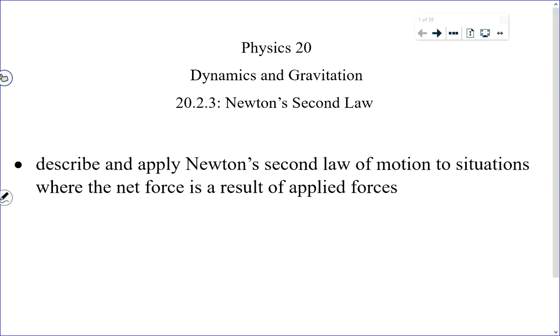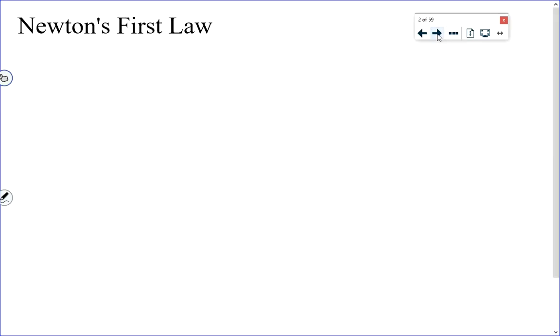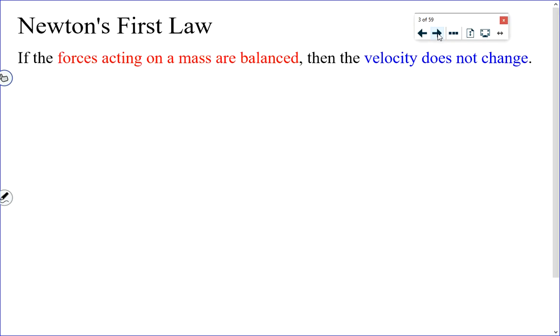Before we start with this lesson, I want to review Newton's first law of motion. And this goes back to the very first lesson in this unit, where I probably told you that in junior high science, or maybe even in Science 10, you might have been told that Newton's first law of motion says an object at rest remains at rest, or an object in motion remains in motion unless acted on by some outside external force. And we cleaned that up a bit, and we wanted to make it more useful.